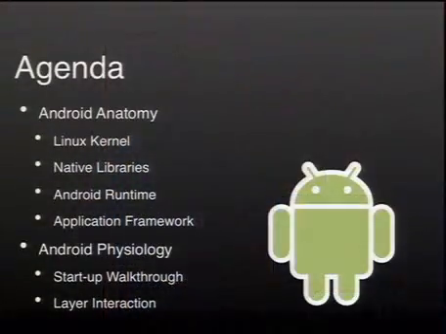We'll be going over Android anatomy. At a high level, we'll walk through the different layers: the Linux kernel, native libraries, Android runtime, and application framework. And then I'll take you through some Android physiology, starting with a walkthrough of the system at startup and how the different processes evolve from the init process, and walk through some layer interaction, how the applications actually communicate down to the kernel level to deliver the functionality to your apps.